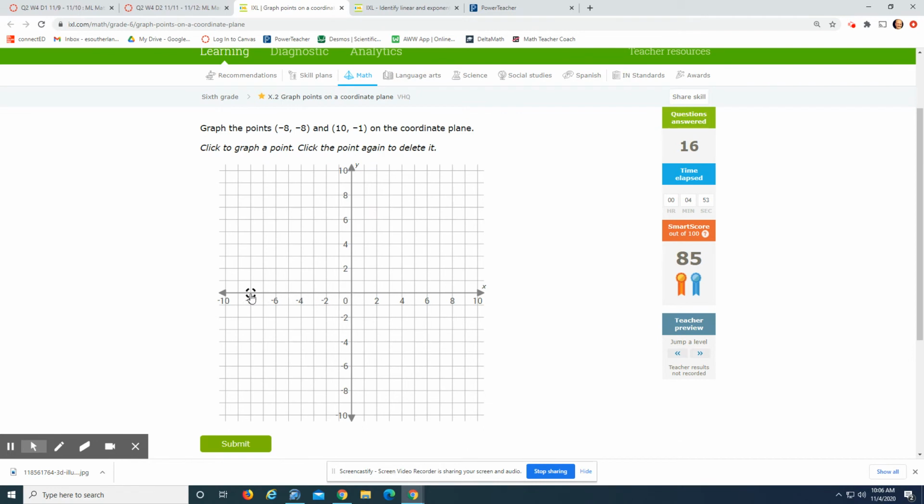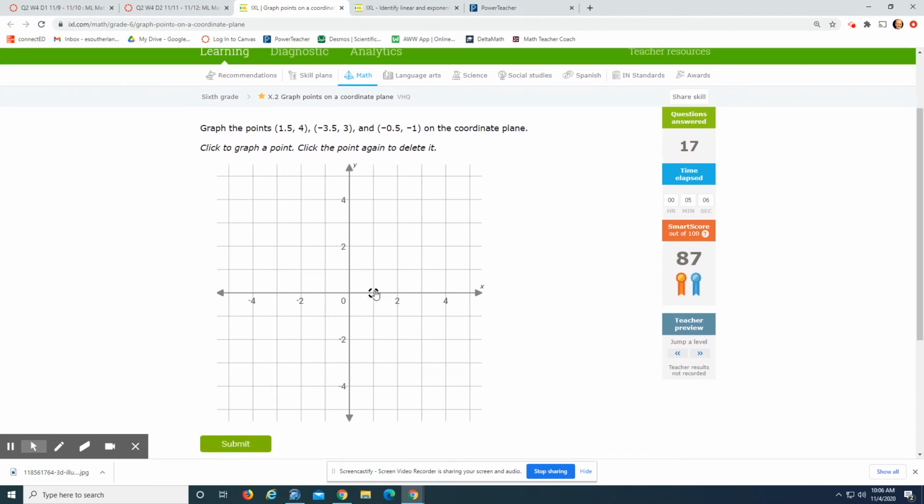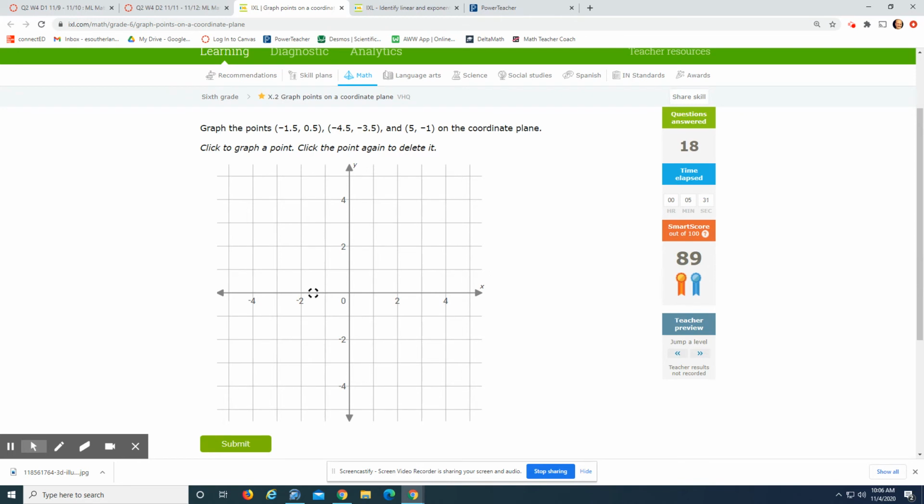-8, -8, go to -8, go down to -8. 10, -1, over to 10, down to 1. 1.5, 4 is go to 1, just past it is 0.5, and then up to 4. -3.5, there's -3, just past it would be 0.5, and then up to 3 because it's a +3. -0.5 would be -0.5 right there, and then -1 would be down to 1. -1.5 is right here. 0.5 is just up a little. -4.5 is here, down to -3.5 is there.